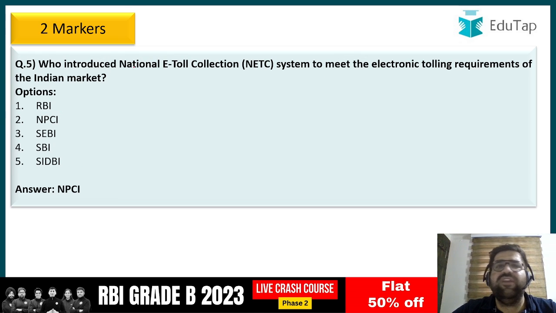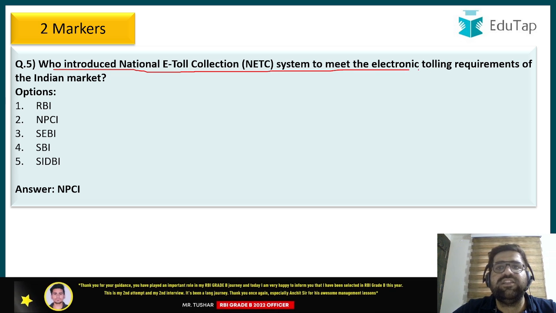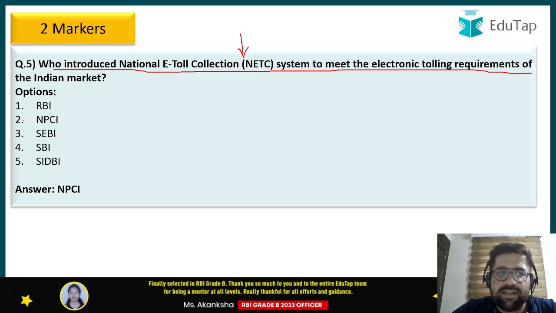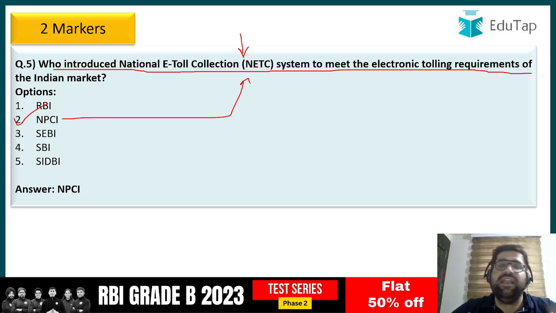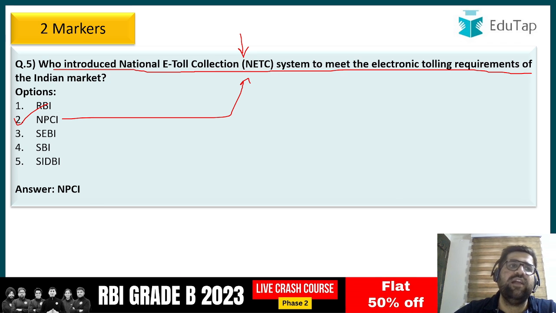Question number 5 was very basic. Who introduced the national e-toll collection system to meet the electronic tolling requirement of the Indian market? This question could be solved in under 5 seconds if you know the answer. The correct answer will be NPCI. It's a product of NPCI, and NPCI is one of the famous institutions working in India to promote retail payments. Therefore, the answer will be NPCI.